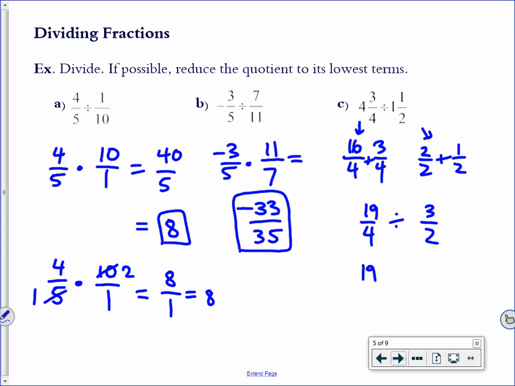But now I'll want to change it to multiplication and do the reciprocal of that second fraction. So 19 times 2 is 38/12. I know that can be reduced because they're both even numbers, so they can at least be divided by 2. If I do that, I will get 19/6, and that is lowest terms. So done with that one.